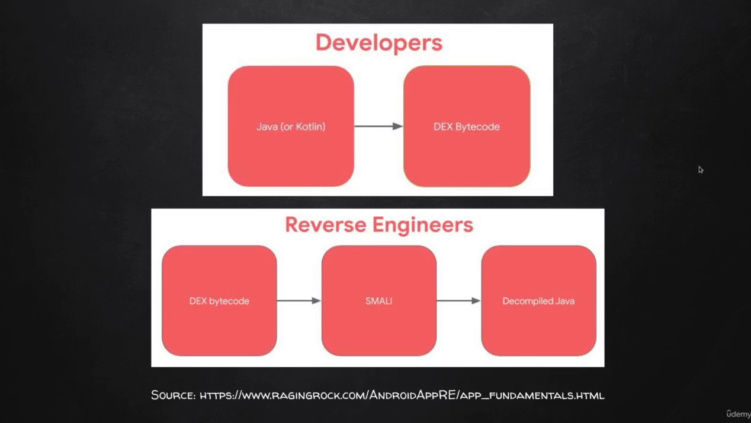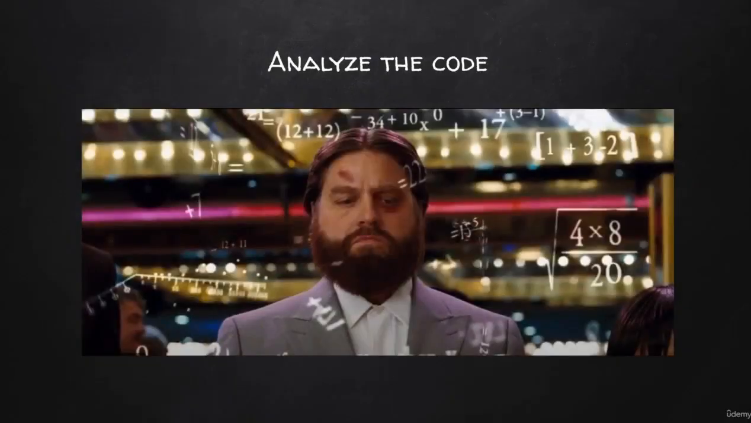Now let's go to the next step. Once we reverse it to Smali and decompile Java, our job is to analyze the source code. In this step, we try to understand the application logic and try to identify flaws. We typically find the responsible activities, classes, and methods just by searching in the JADX tool. We can also identify the type of application. It could be a native or hybrid application.